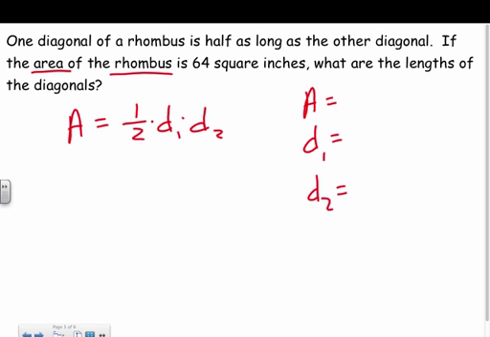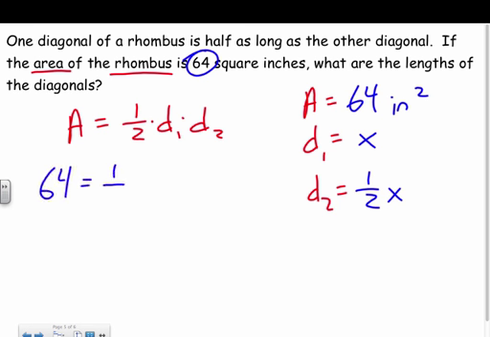Well, what do we know? We know the area is 64 square inches. And I know that one diagonal is half as long as the other one. So if I call one of these diagonals x, the other one would be half of x, or 0.5x. So one diagonal is half of the other one. Bring a variable into play. Well, now I can plug in my information. So 64 is the area, equals 1/2 times diagonal 1, which is x, times diagonal 2, which is 1/2 x.